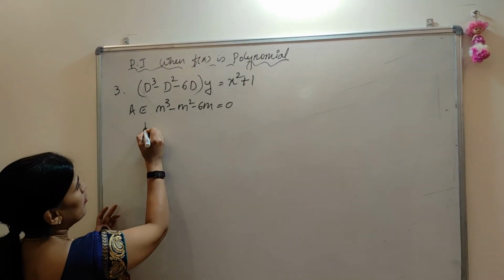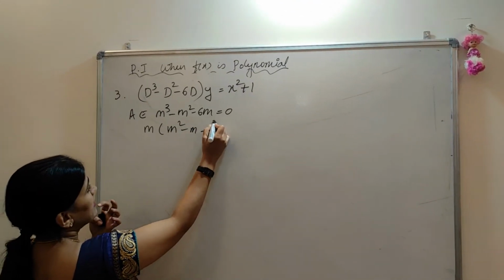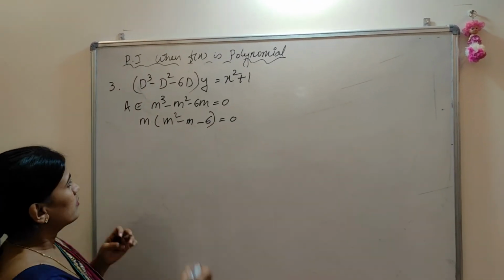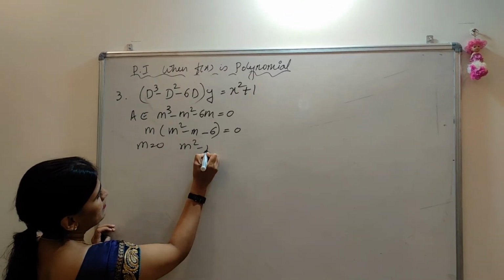You can take m as a common factor: m square minus m minus 6 is equal to 0. So m is equal to 0. Then it is easily factorizable.